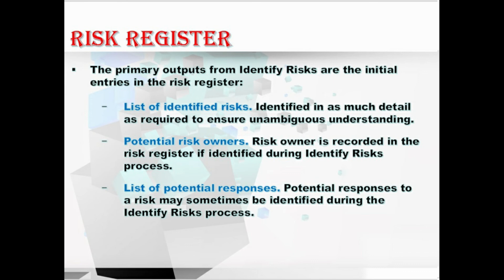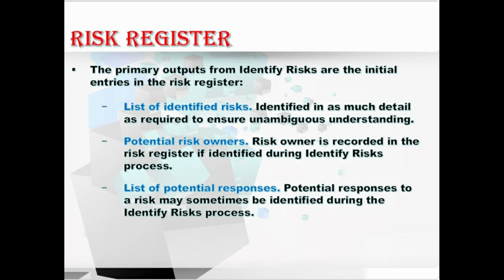So the main primary output from identify risk are the initial entries in the risk register, that are the list of identified risks, potential risk owners and the list of potential responses. Let me explain one by one. List of identified risks first. These are identified in as much detail as required to ensure an unambiguous understanding.